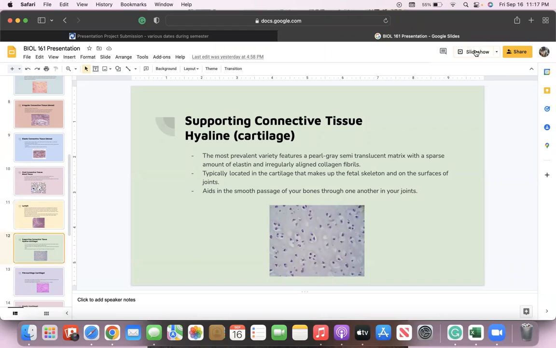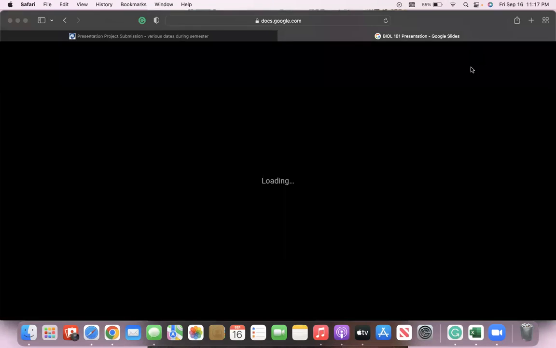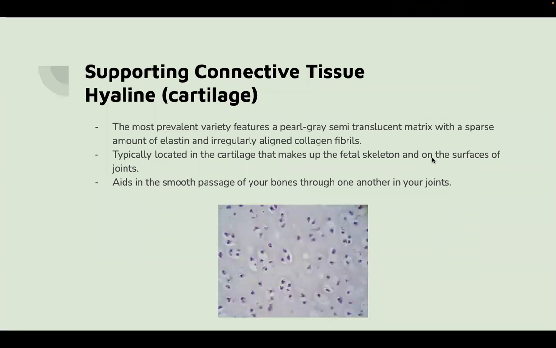All right. So yeah, we're going to talk about this slide right here. This is the next classification, supporting connective tissue. It has two subgroups, cartilage and bone, with cartilage having a semi-solid matrix and bone having a solid matrix. There are three main types of cartilage.